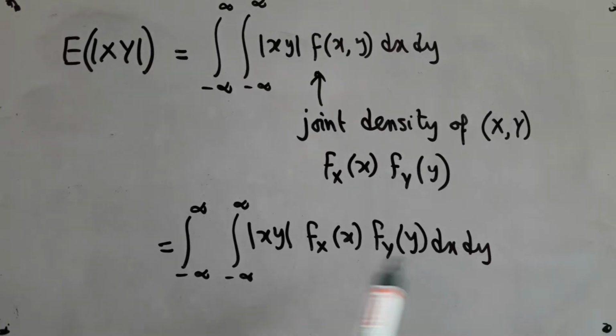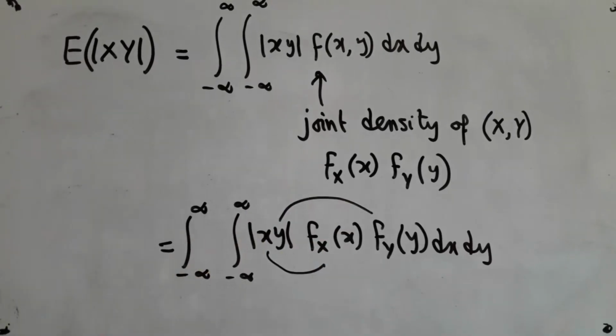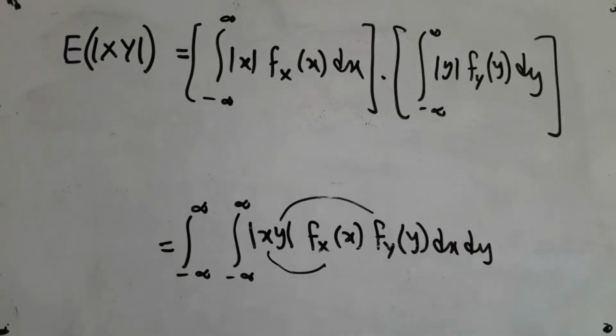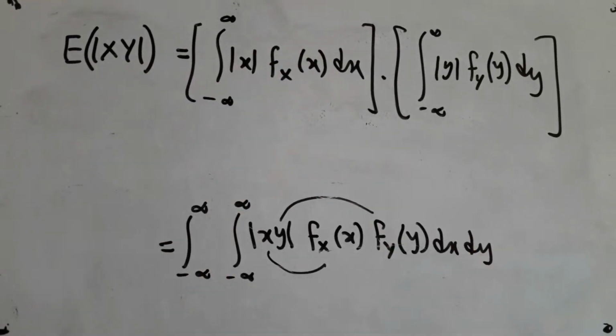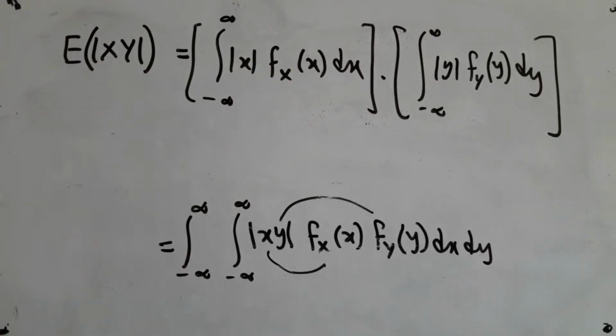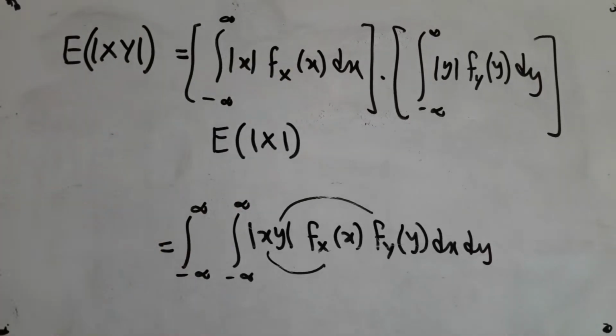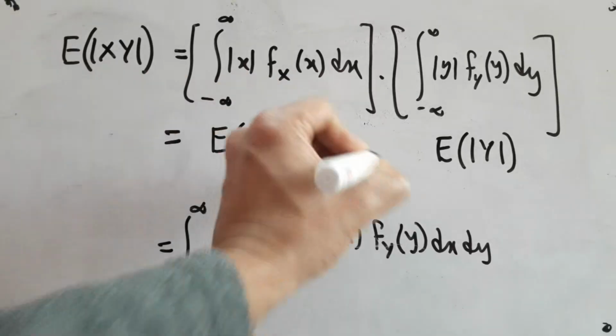Now you see the integrand nicely factorizes into things which involve x only and things which involve y only. So you can just put all the x things together and the y things together to get an integral in terms of x only times an integral in terms of y only. And this we immediately recognize as expectation of mod X, and similarly this is expectation of mod Y. So this is equal to this times this.